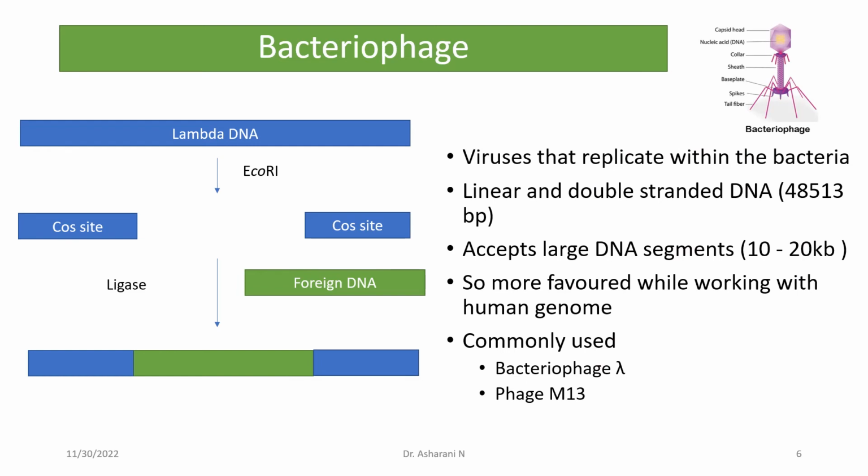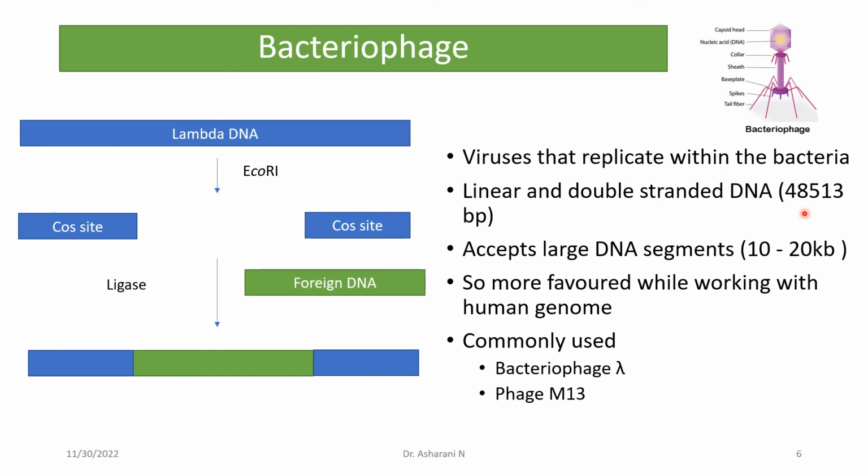Another vector of choice whenever we are dealing with a large DNA segment is bacteriophage or lambda phage. So this is one advantage over plasmid, where plasmids cannot accept or carry a DNA segment of more than 10 kilo base pairs. These lambda phages are viruses that replicate within bacteria. And if you see the genome material of these lambda phages, they comprise linear, double-stranded DNA, and the size is somewhere around 48,513 base pairs.